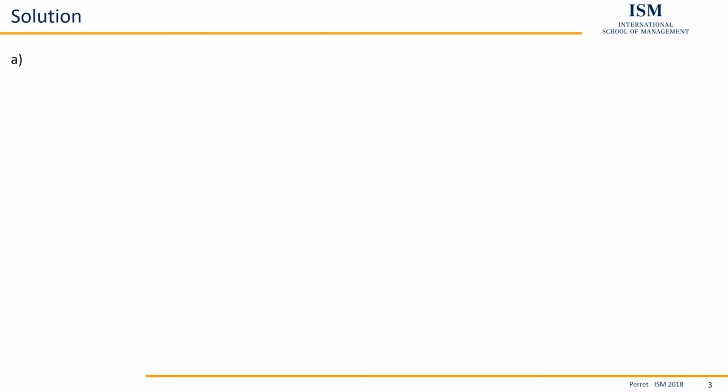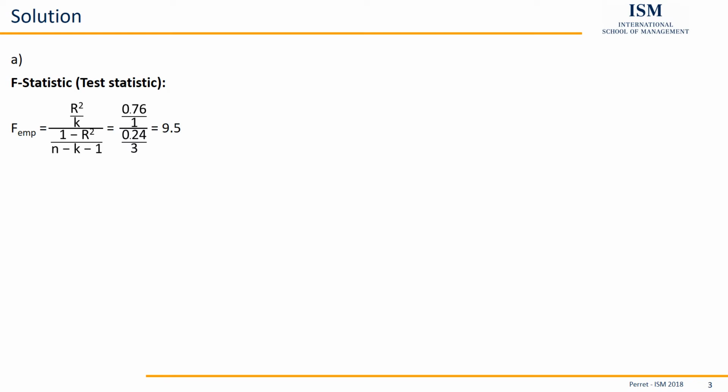Here we want to perform an F-test, and for this we need the test statistic, the F-statistic. This one is given here as r squared divided by k, being the number of independent variables, so this is 1 here. Then all of this is divided by 1 minus r squared divided by n minus k minus 1. N is here the number of observations, so it's 5. So we have 5 minus 1 minus 1, which gives us 3. So the overall test statistic results in 9.5.